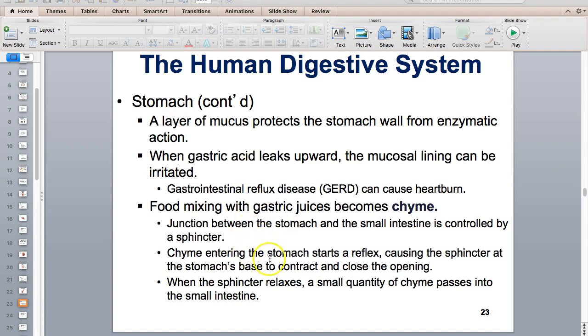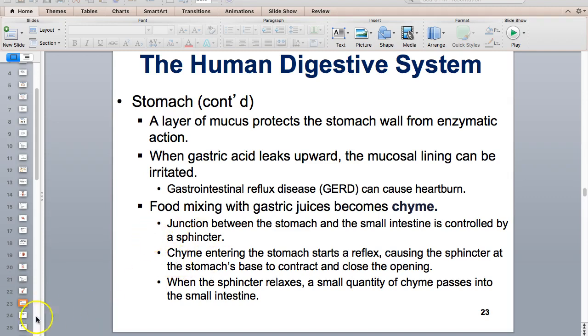Now, when that food is mixing with these gastric juices that I just told you about, it becomes something called chyme. And then that is going to move out of the stomach into the next organ, which is the small intestine. So it says here, when the chyme entering the stomach starts a reflex, it causes the sphincter at the stomach's base to contract and close the opening. However, once it relaxes, then a small amount of that chyme, which is food mixed with the hydrochloric acid, the mucus, and the enzymes that were secreted, will move into the small intestine.